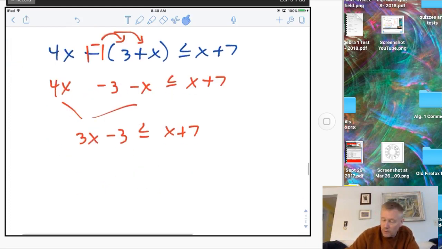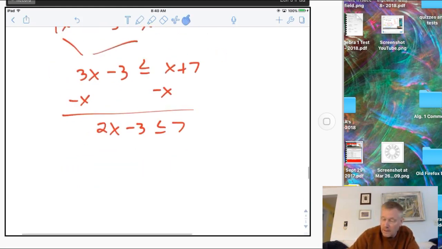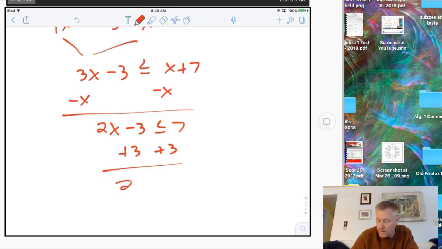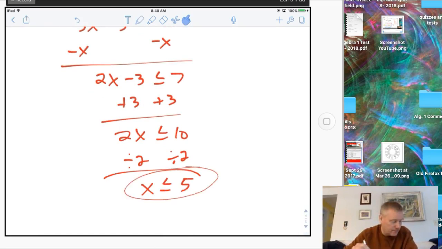Now I can go right through solving it. I'm going to subtract x from both sides first. 3x minus 1x is 2x minus 3. Next I can add 3, and I get 2x is less than or equal to 10. Divide by 2, and I get x is less than or equal to 5. And there's your solution. Okay?